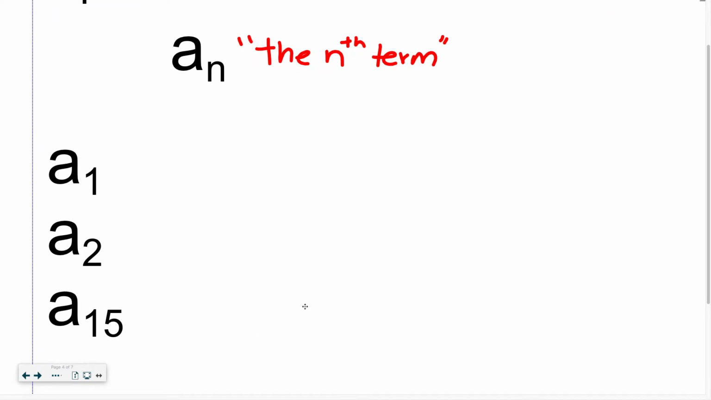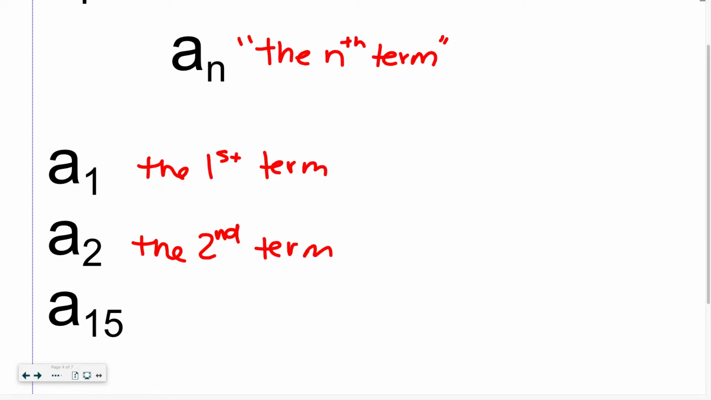So when you see these things here, if you see something labeled a sub 1, this is the first term, the second term, and then this one would jump down to be the 15th term, way far out in the sequence.